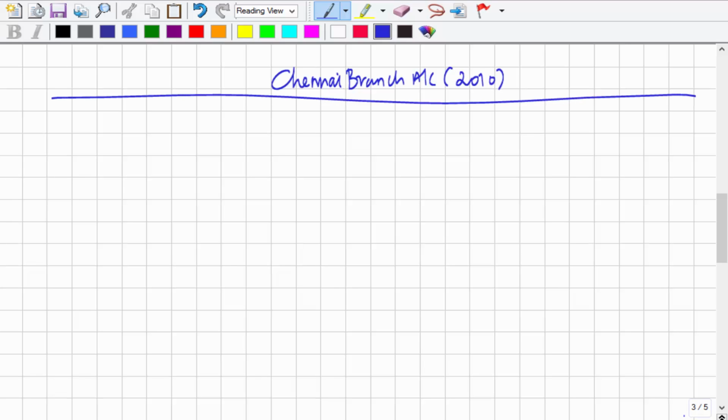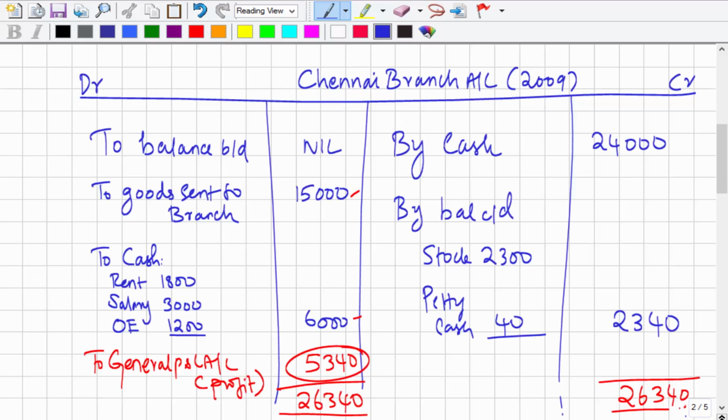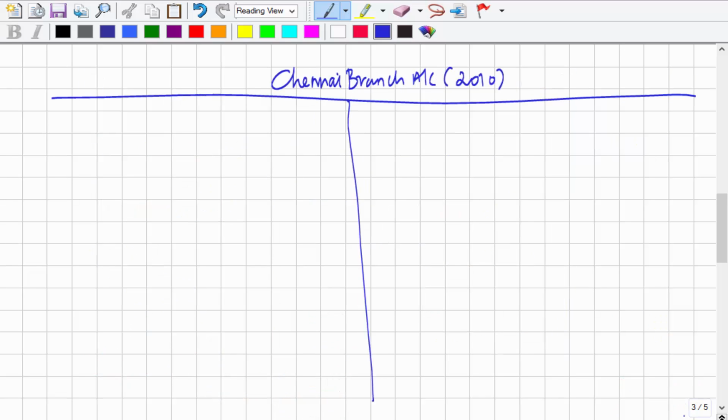For 2010, we should capture the opening assets if any, and by now we know that at the end of 2009, that is on 31st December, there are certain closing balances like stock and petty cash. These will be available at the beginning of 2010. So let's capture these two items, the stock and petty cash, as opening balances. So on 1st Jan 2010, we have two balances brought down.